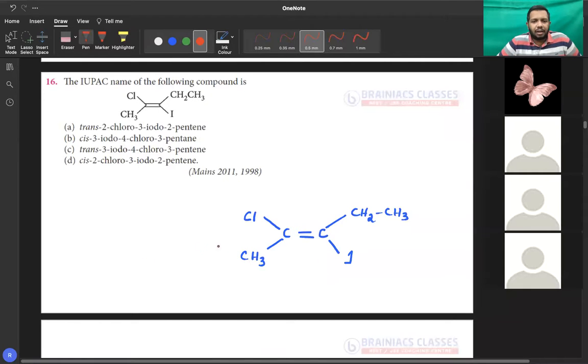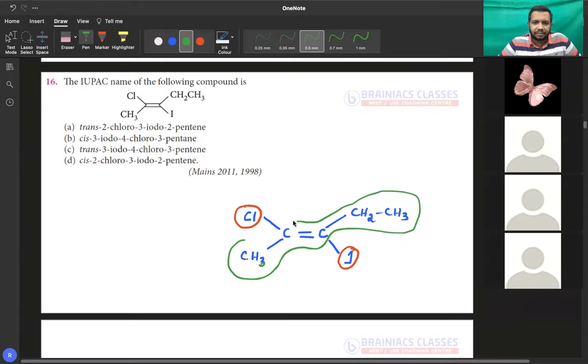We know that here all the heavier groups are present on the opposite side, so this will be the trans form. It is not the cis form. Next, we should choose the parent carbon chain. I will choose a different color for you to understand. So this is my parent carbon chain like this.